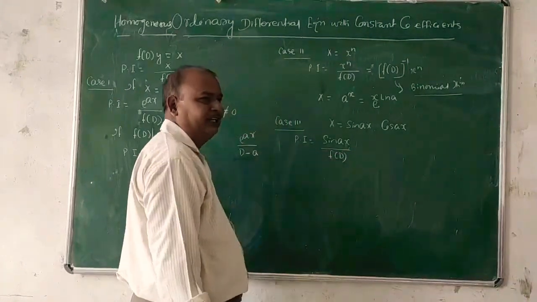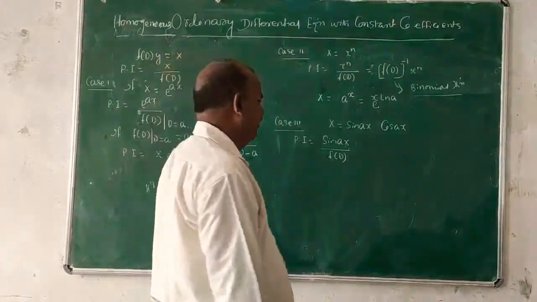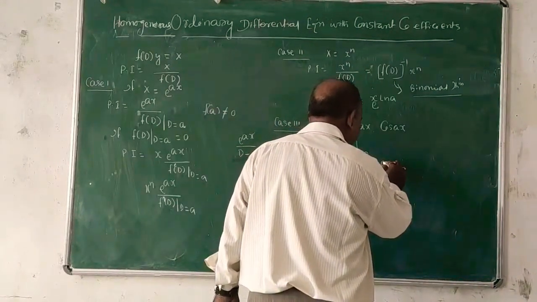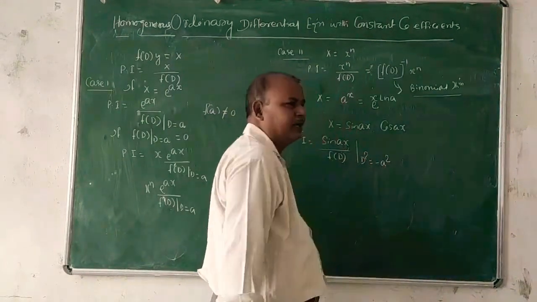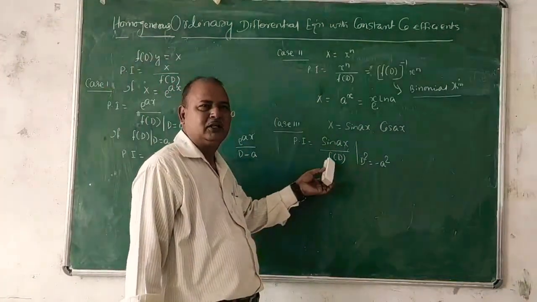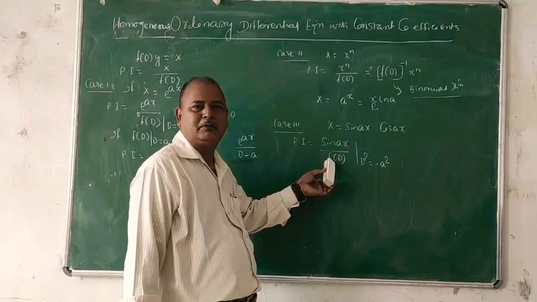Now what is the technique? You do one thing. You substitute D square equal to minus a square, provided that after substituting D square equal to minus a square, the denominator should not be equal to 0.